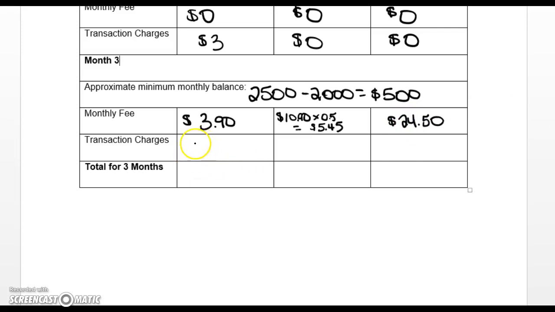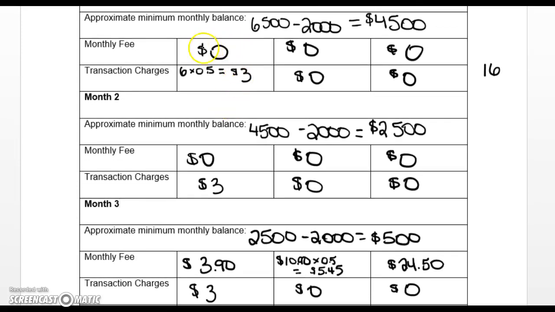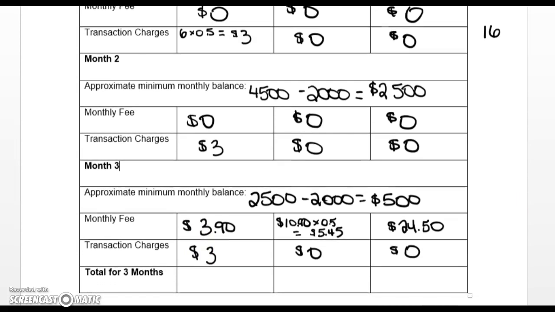Then looking at those transaction charges, once again, for the first account, you have $3, $0 for the second, $0 for the third. So then we can find a total for each of the 3 months. Essentially what we're going to do is take each of those monthly fees and each of those transactions and add them up. So for our first account, we had $0 plus $3 plus $0 plus $3 plus $3.90 plus $3. If you add that up, Laura would pay $12.90 for that account if she chooses the first account.